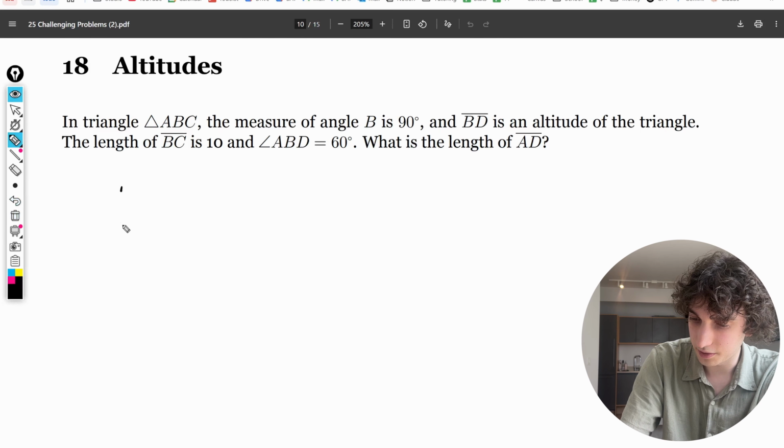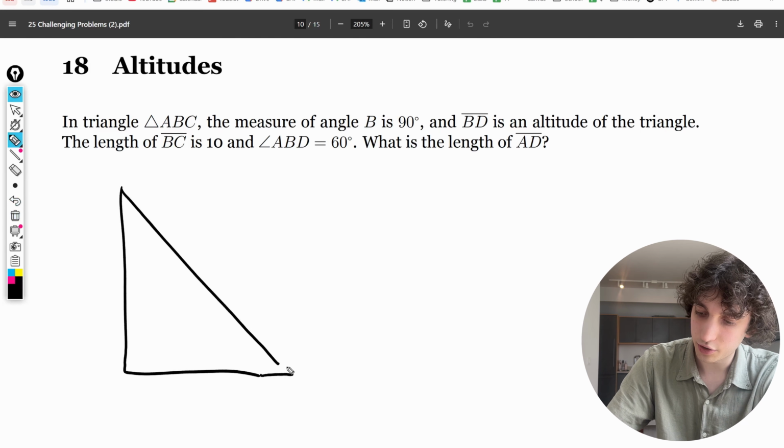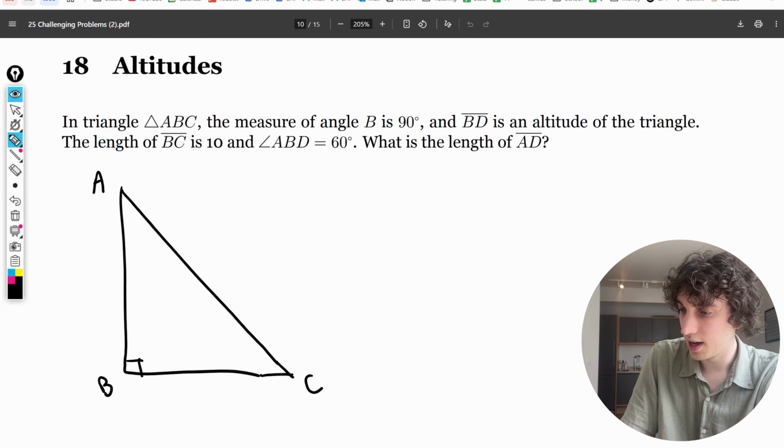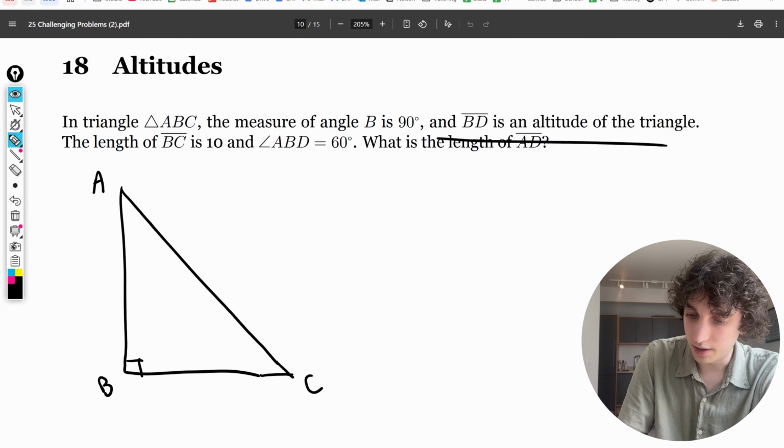Next up, altitudes. So in triangle ABC, the measure of angle B is 90 degrees. So we have a triangle like this, and BD is an altitude of the triangle.